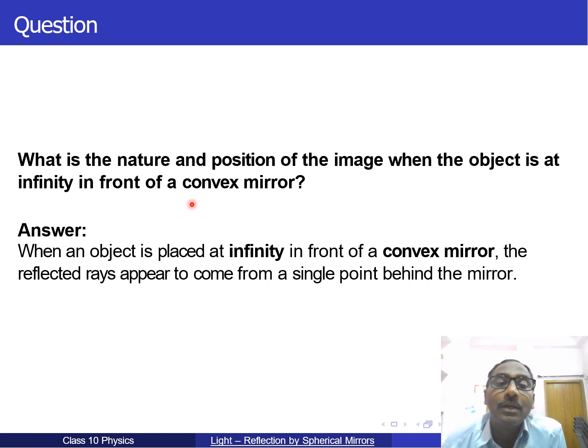What is the nature and the position of the image when the object is at infinity in front of a convex mirror? This is the question. When an object is placed at infinity in front of a convex mirror, the reflected rays appear to come from a single point behind the mirror.